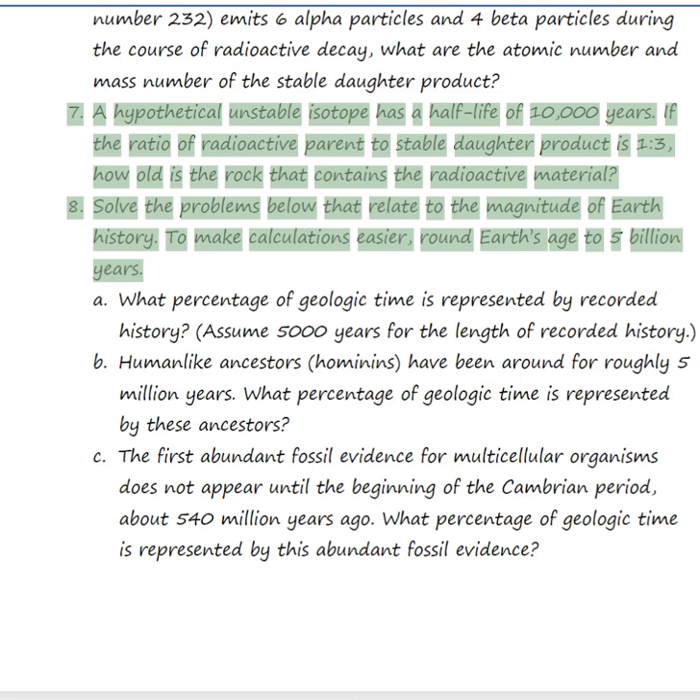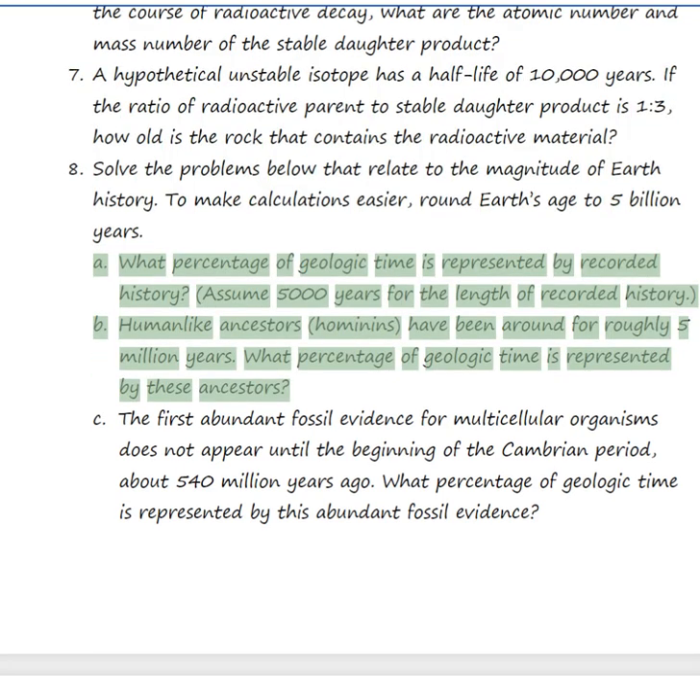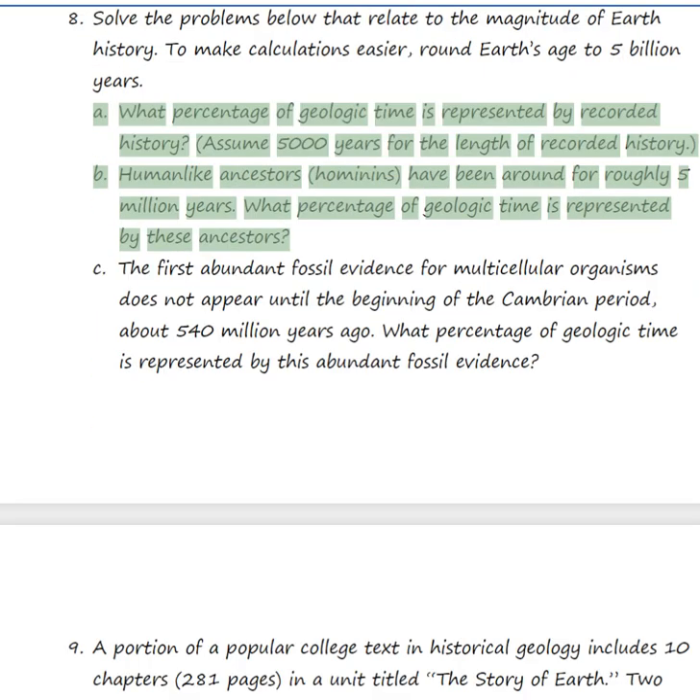8. Solve the problems below that relate to the magnitude of Earth history. To make calculations easier, round Earth's age to 5 billion years. A. What percentage of geologic time is represented by recorded history? B. Human-like ancestors have been around for roughly 5 million years. What percentage of geologic time is represented by these ancestors?